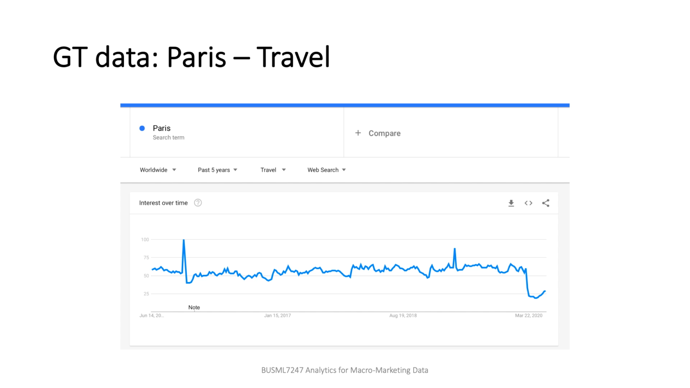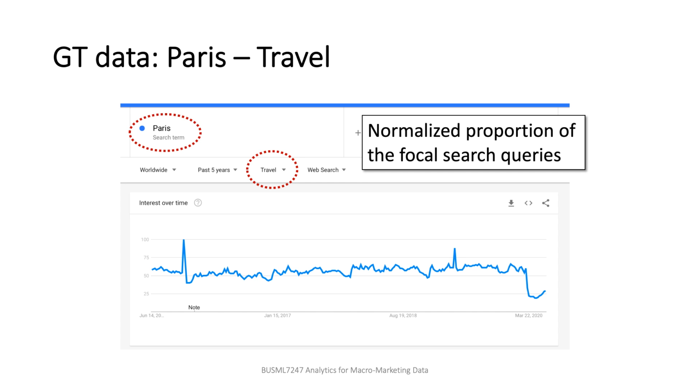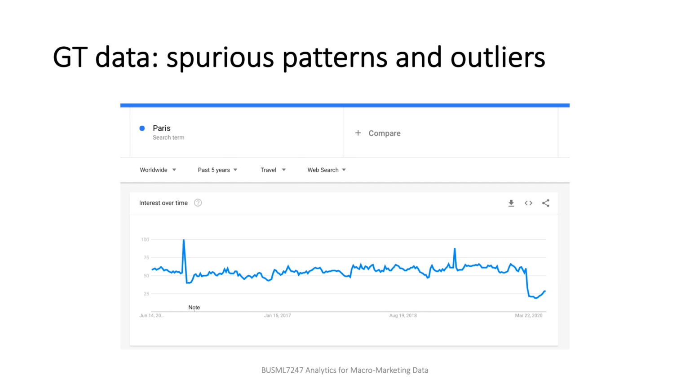This is an example of Google Trends data. I pulled up travel-related search queries for Paris over the past 5 years. Google Trends then provides a weekly time series of normalized proportion of the focal search queries. In the data, you may find some spurious patterns and outliers.